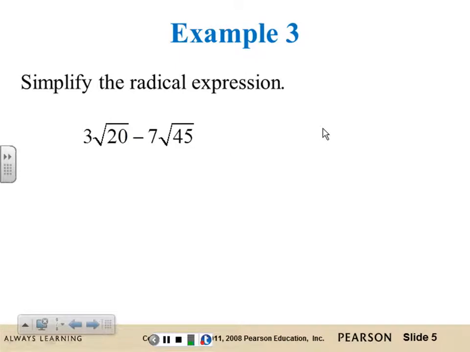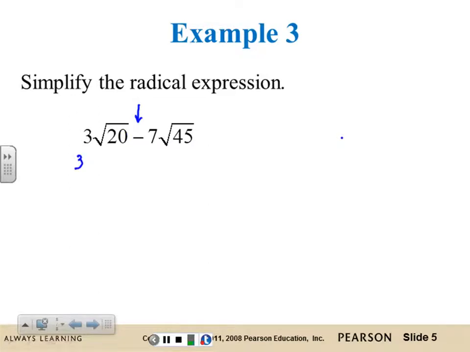Alright, so let's try this one. I don't have like radicals, so I cannot subtract them. So pay attention to the sign in the middle. That tells you what you're doing. So I'm subtracting here. In order to subtract, I have to have like radicals. Well, right now, they're not, because I have a square root of 20 and a square root of 45. So then the next step is to look to see if these will simplify individually. In other words, is there a perfect square that'll go into 20? And the answer is yes.